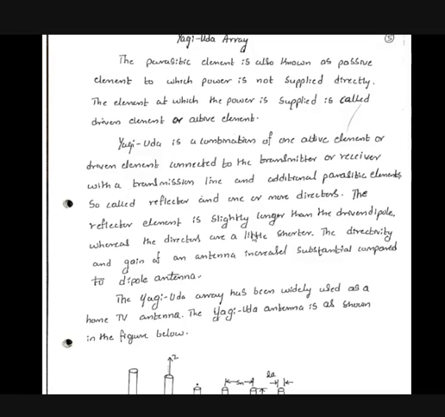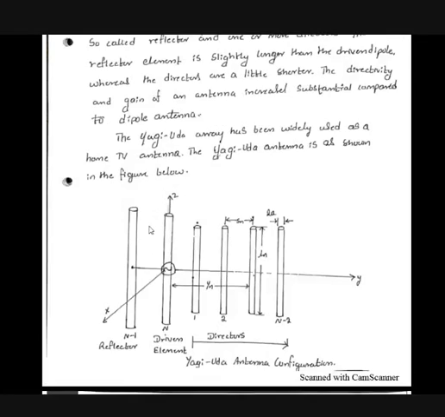That is connected to either a transmitter or receiver with a transmission line, and a number of additional parasitic elements are connected. What are the additional parasitic elements connected to this Yagi-Uda array? One is the reflector, which is larger in length. On the left side you can see the reflector element. This is the driven element, to which the power supply has been connected. You can see the AC power supply has been given here.